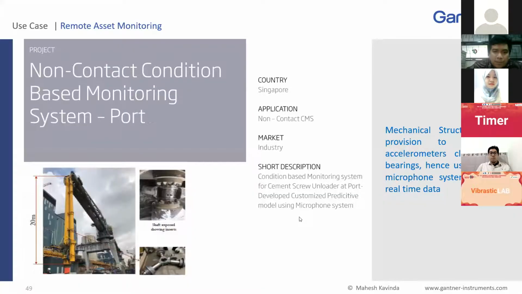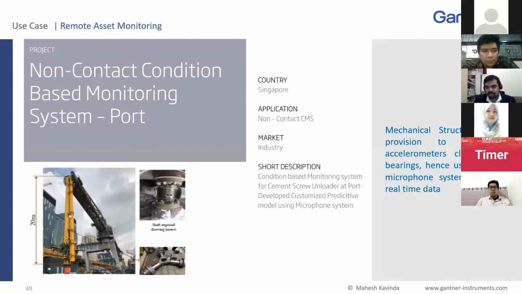Miss Ria, can you elaborate more about the non-contact monitoring system? Yes. On this one, you can see the yellow color, the screw unloader to unload cement coming into the country. There are 3 screw unloaders, and they have quite a big problem that they are facing.